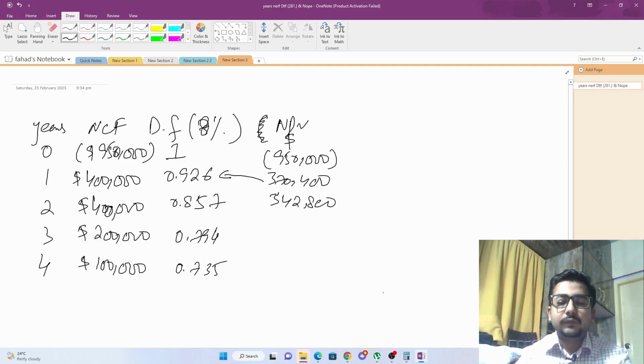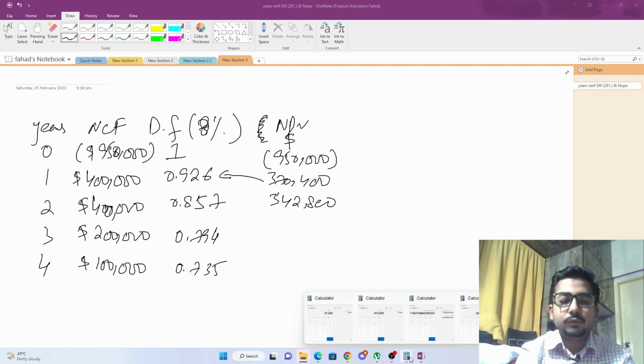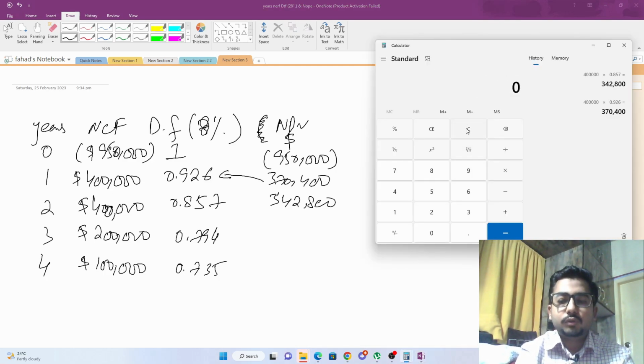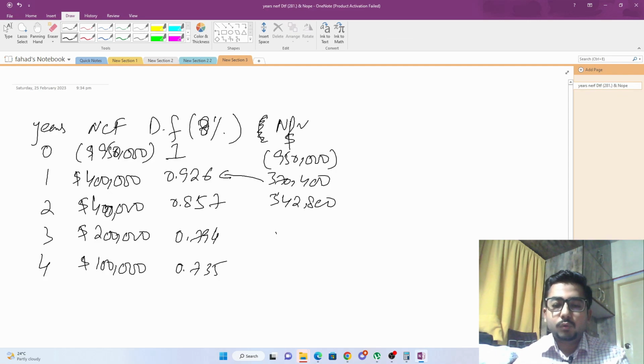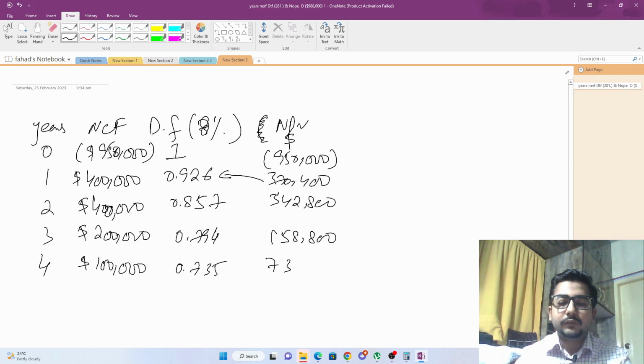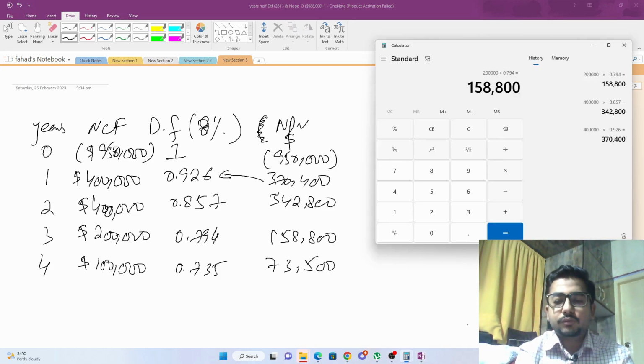And the third value is 2 lakh dollars into 0.794, so it is 158,800 in the third year. In the last year, I guess it would be 73,500. Let's just check it randomly whether it's right or wrong. 1 lakh into 0.735, it's 73,500. Correct.